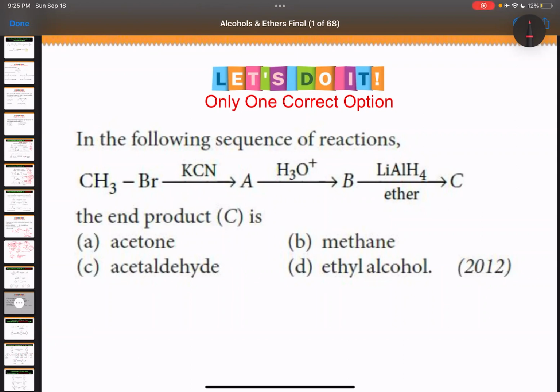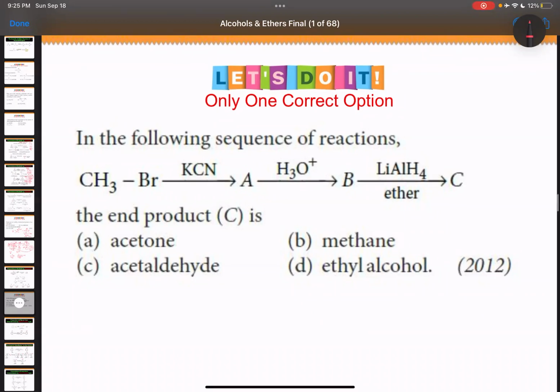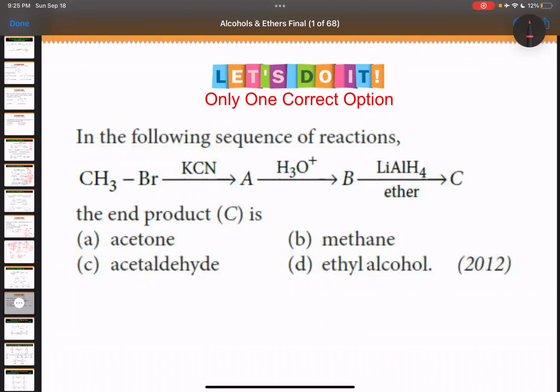Yes, Sumaira. So what is going on in your CBSE batch? Tell.